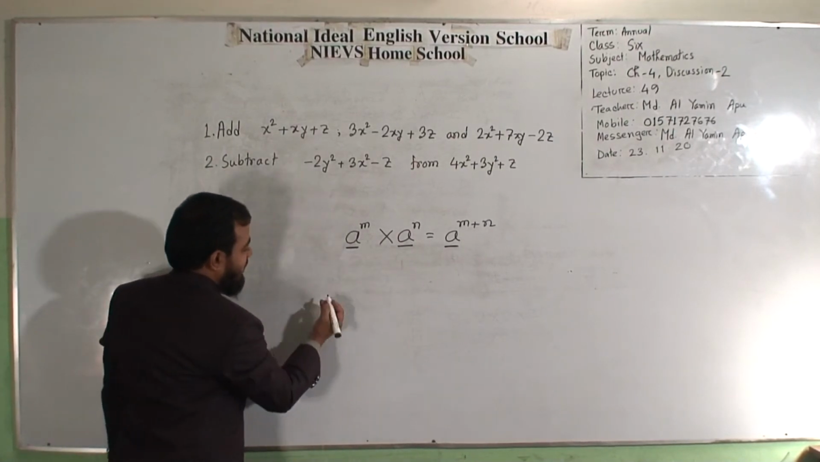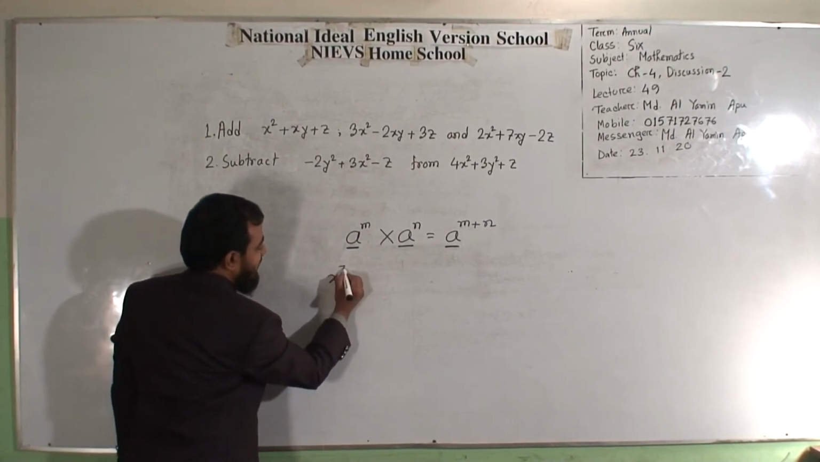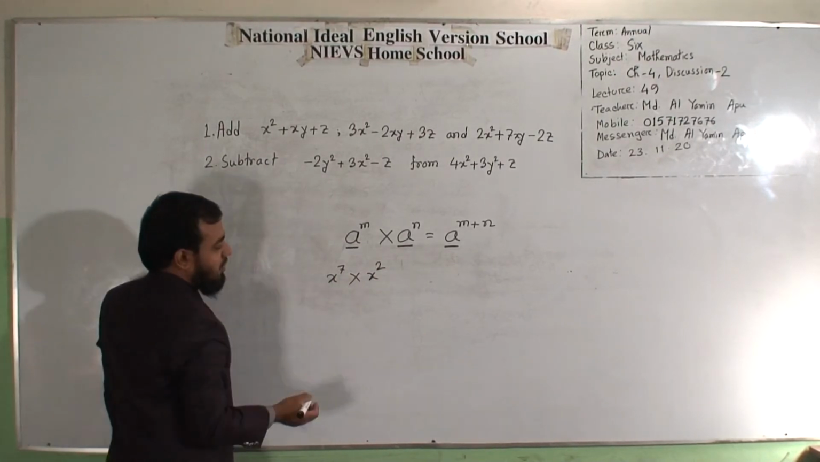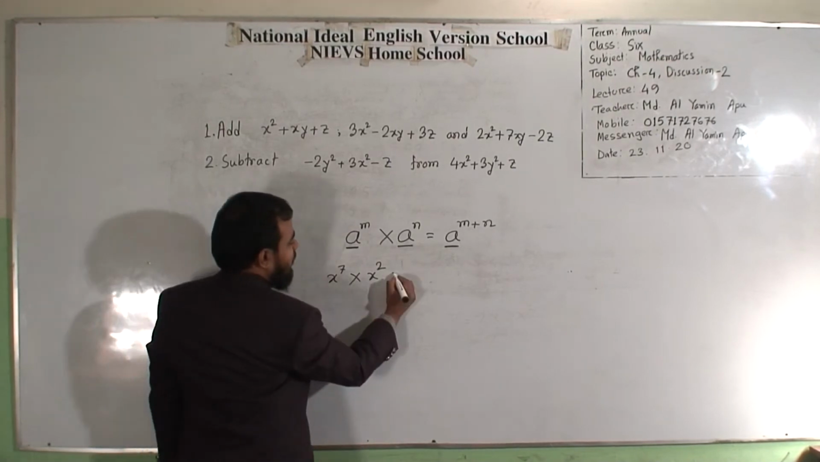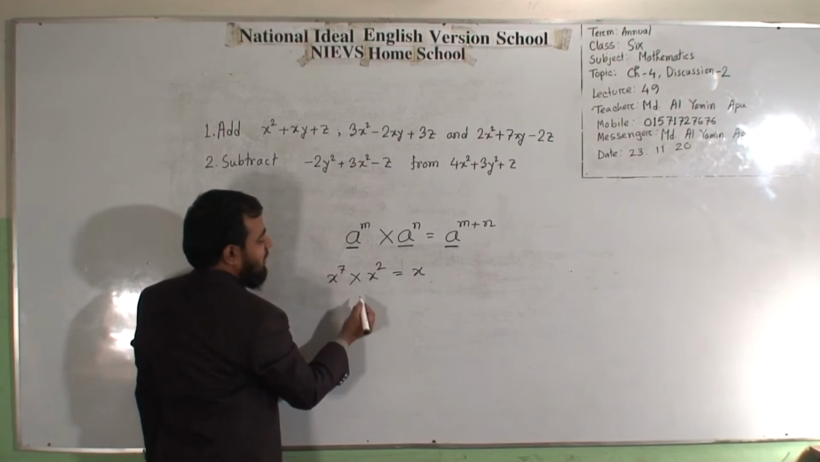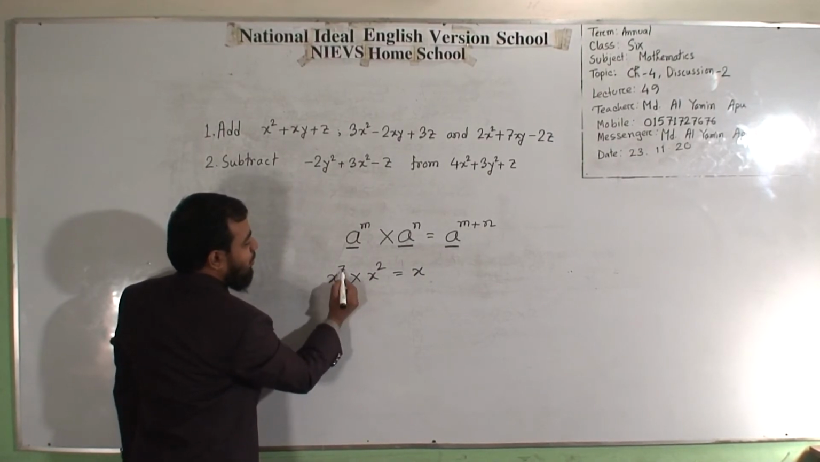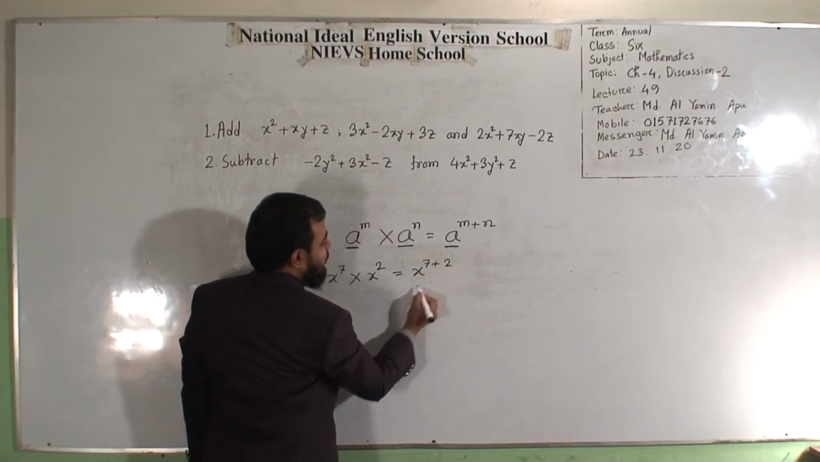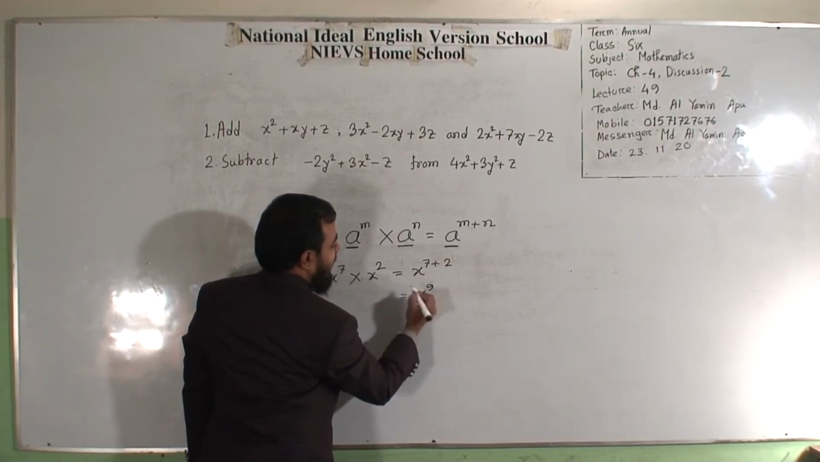Okay, suppose there is an example. Suppose x to the power 7 multiplied by x to the power 2. It's equal to how much? Look, the bases are the same, so you can write x. It is multiplication of two exponents, that is why the powers will be added. That means 7 plus 2. 7 plus 2. So it will be x to the power 9.